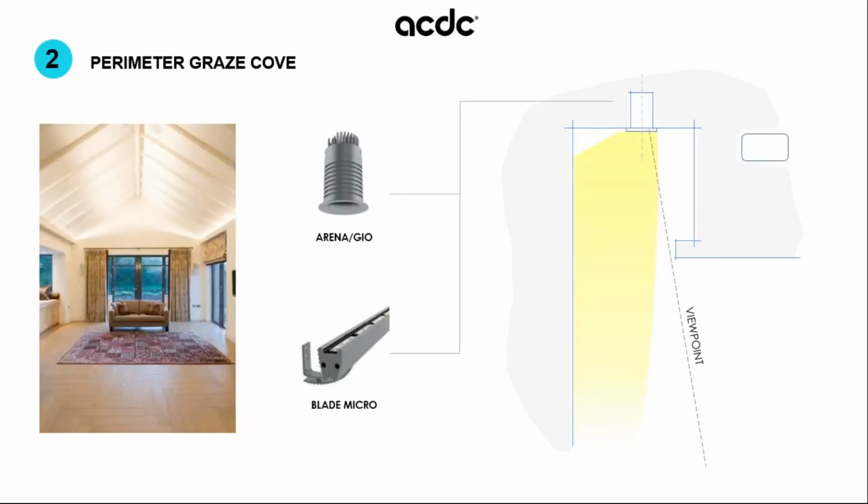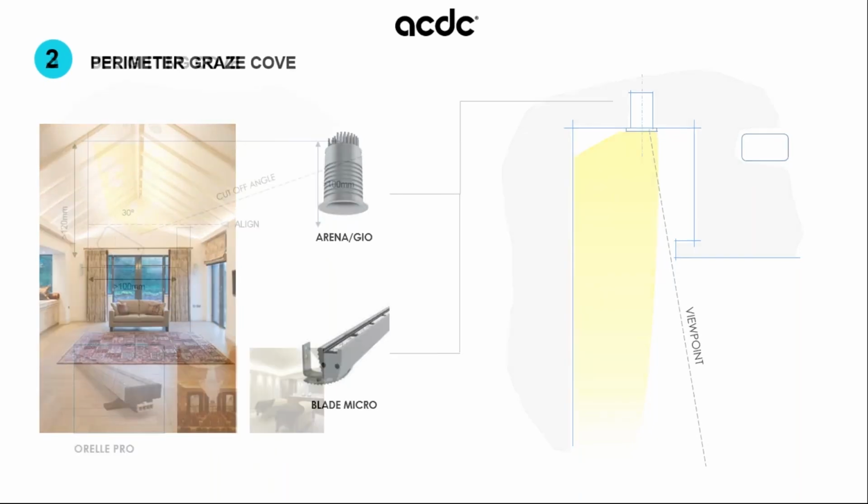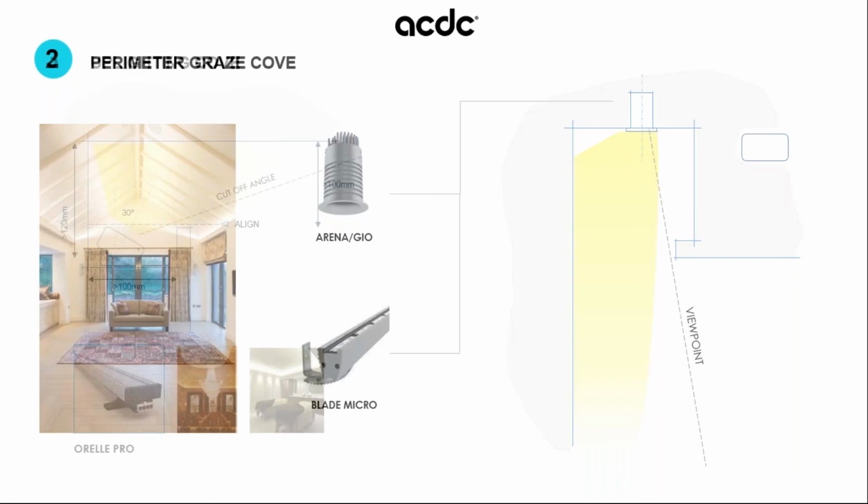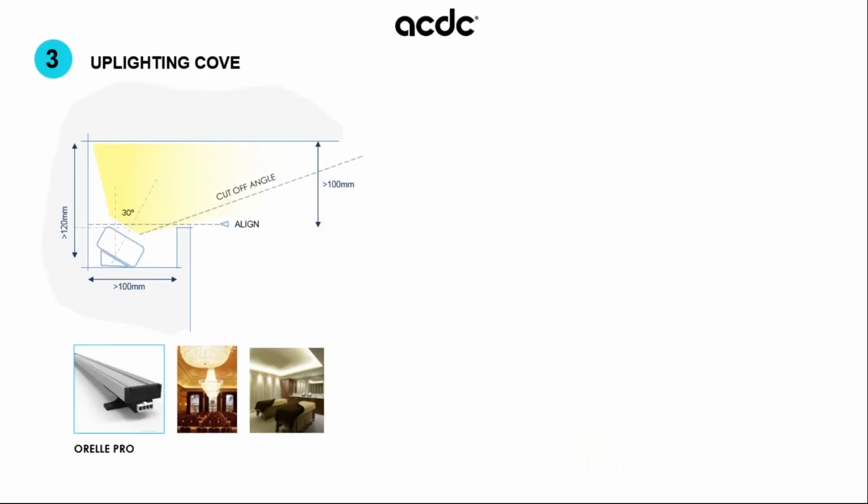Your perimeter graze cove is, as I say, using a point source or a linear source, and we're just grazing down that surface. So we're accentuating the texture, the gradient, the feel, the look of that environment. Again, think about your viewpoint, think about where your drivers are going, make sure we've got access to it.